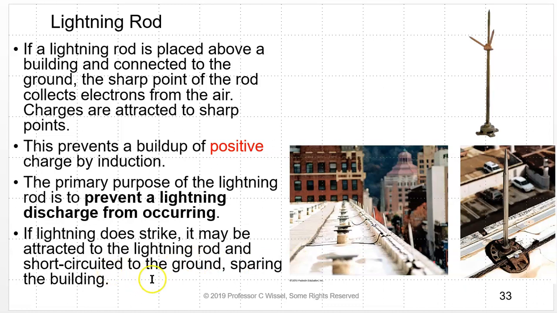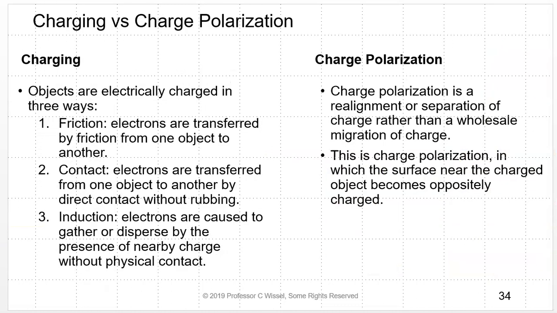But if lightning does strike, it may be attracted to the lightning rod and short circuit to the ground, sparing the building. So it sort of acts like a shield for the building. It goes down the rod and down into the ground wire to the ground rather than going through the building. And you don't want lightning going through a building.